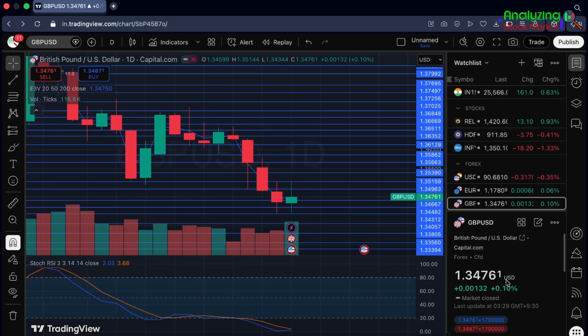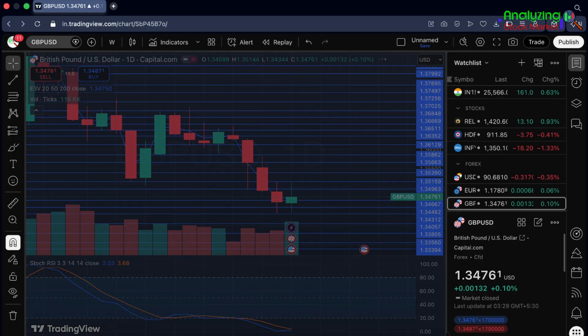I'll also be marking some important support zones and resistance zones, which will help you to take better stop loss and target levels for this week. And I'll also be sharing my opinion on what could happen this week according to my analysis and the previous week's movement. So let's check the weekly chart first.